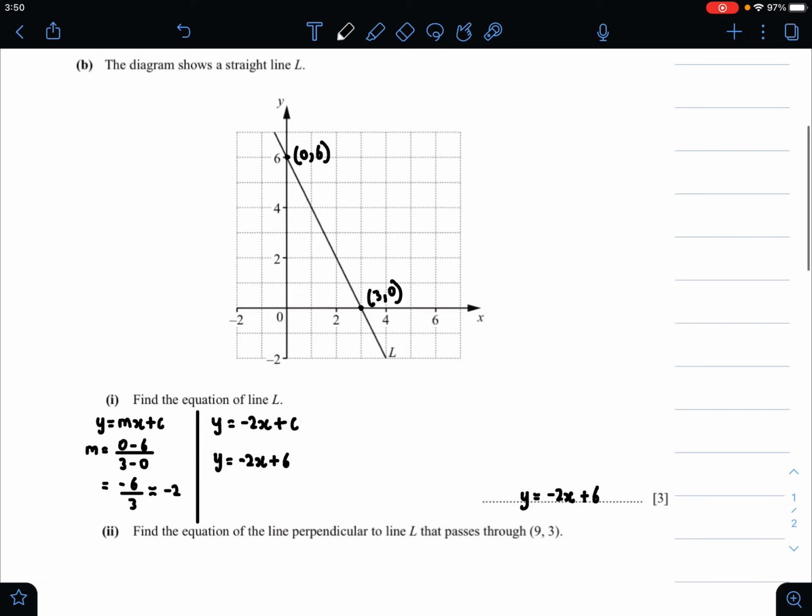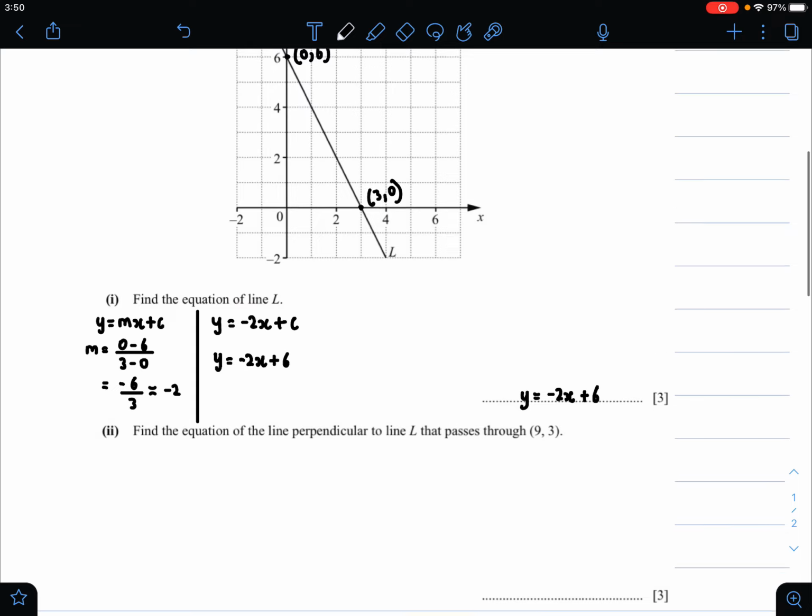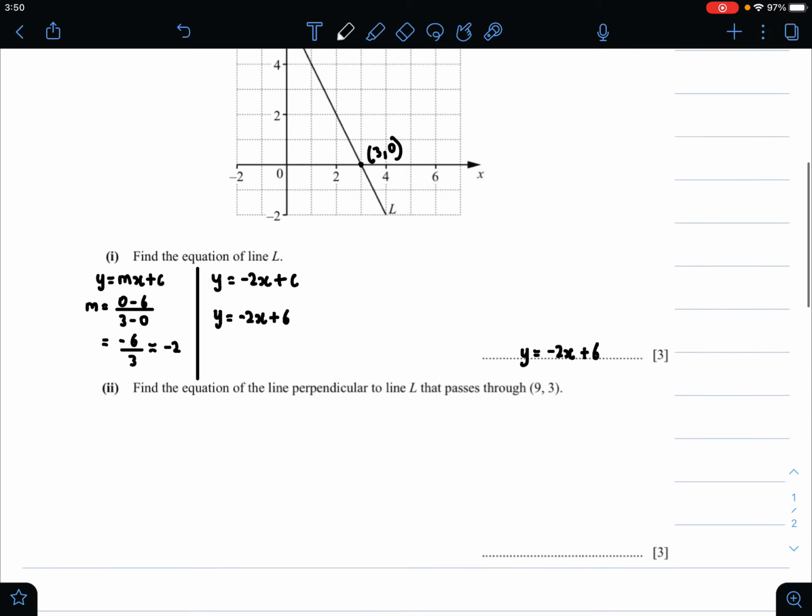Now let's move on to B part 2. For B part 2, they have asked us to find the equation of the line perpendicular to the line that passes through 9, 3. Whenever there's a perpendicular line, we can find the gradient by using the formula m1 multiplied by m2 is equal to negative 1. So m1 is the gradient that we already found, that is minus 2, multiplied by m2 is equal to minus 1. Now we can cancel the minus and the minus, so therefore m2 will be equal to half.